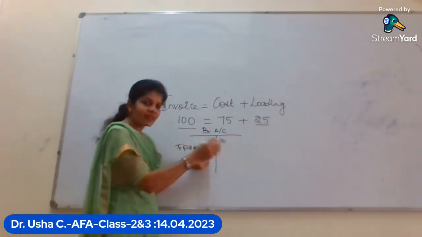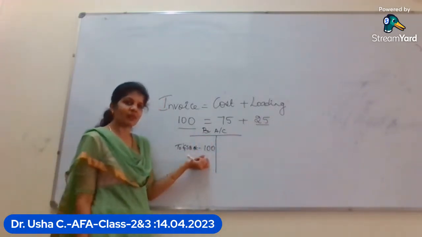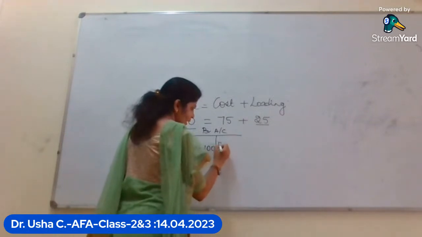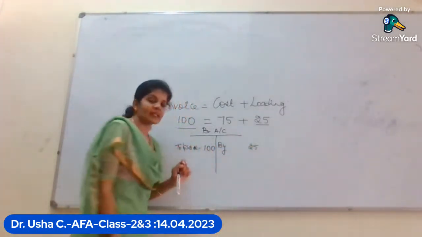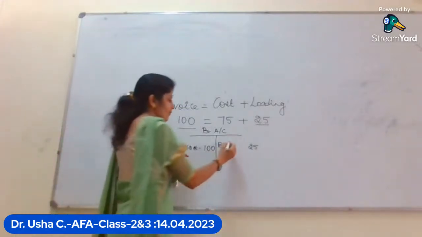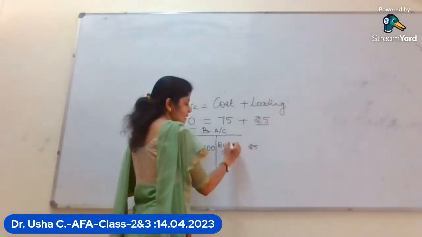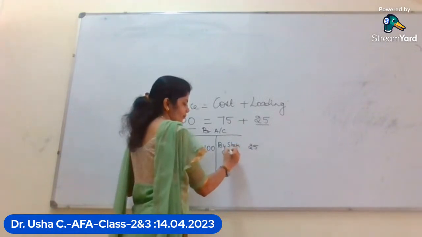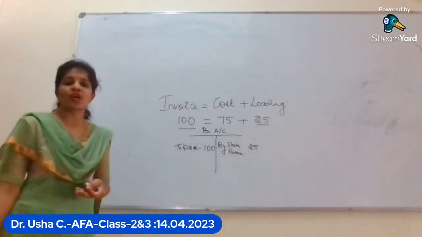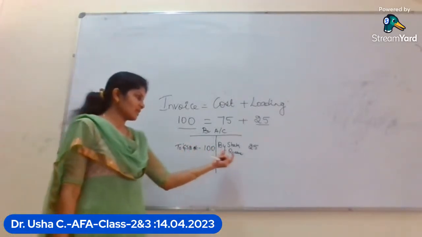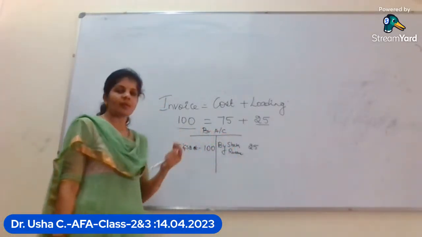For that, the reverse entry will be passed. What reverse entry will be passed? For that, we account this 25 rupees by crediting it. Crediting as what? We show this as stock reserve. That means stock reserve account debit to branch account.